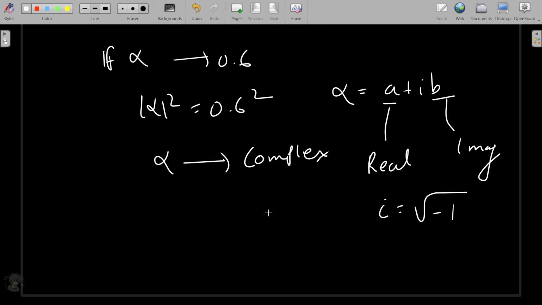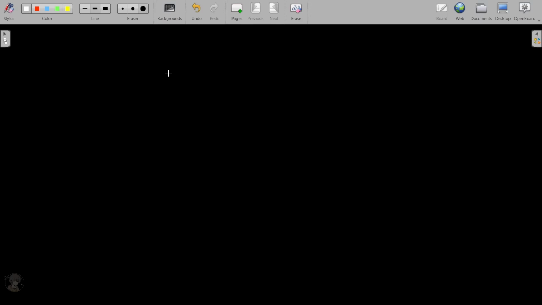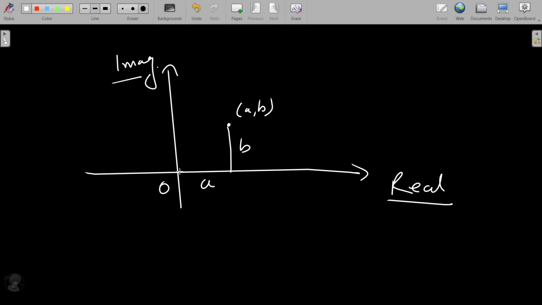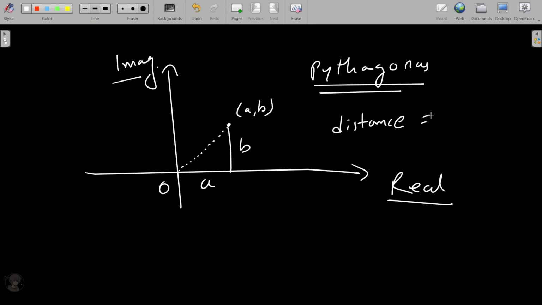Let me help you visualize this in a two-dimensional plane. This is the real axis and this is the imaginary axis. Horizontal is the real part and vertical is the imaginary part. There's a point at a and b. This is a, this is b, this is the origin, and if I want to find the distance of this point from the origin, I have to use Pythagoras, which says distance equals the square root of a square plus b square.